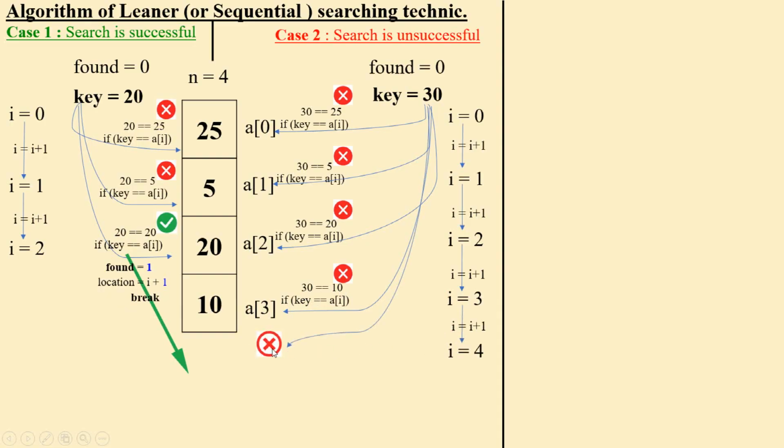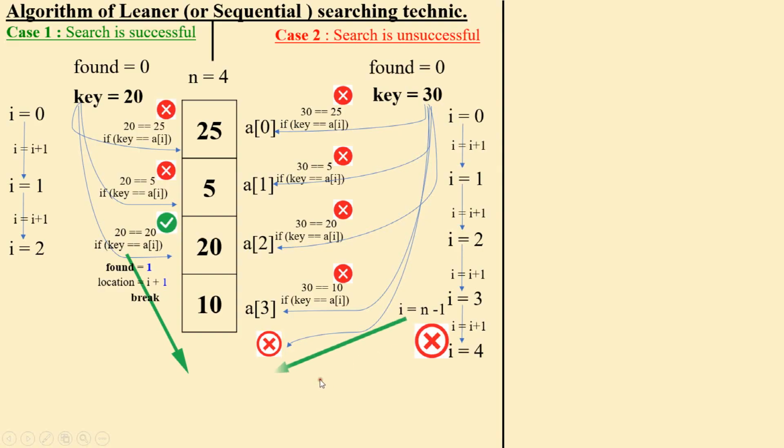But there is no element to compare. We should have stopped the comparison process at the previous step. At that time, the value of I was 3. In general terms, it was n-1. The important thing to note in this case is that the value of the variable found remains 0. That is, the search is unsuccessful.